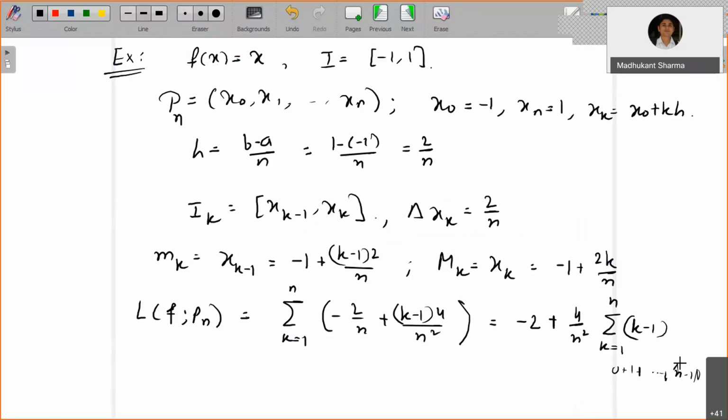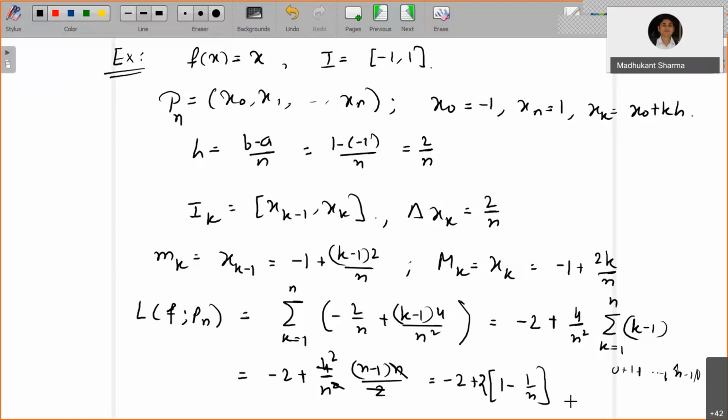Okay, so it is the sum of natural numbers, but the nth term here is n minus 1. You know the sum 1 plus 2 and so on up to n is n into n plus 1 by 2, but here n is n minus 1. So this is going to be minus 2 plus 4 by n square times (n minus 1) into n by 2. So one n will get cancelled, and you have minus 2 plus 2 times (1 minus 1 by n).